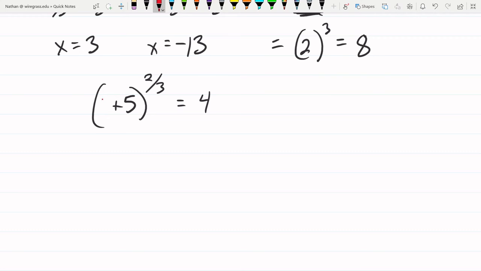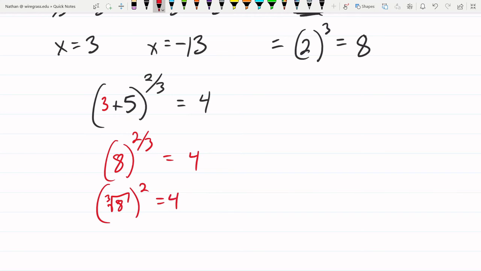So plug in 3 first. 3 plus 5 is 8 to the 2/3. 2/3 is the same thing as the cube root of 8 squared. The cube root of 8 is 2. And 2 squared equals 4. So that one checks out. Now let's try the next one. So let's try negative 13. Negative 13 plus 5, that is negative 8.